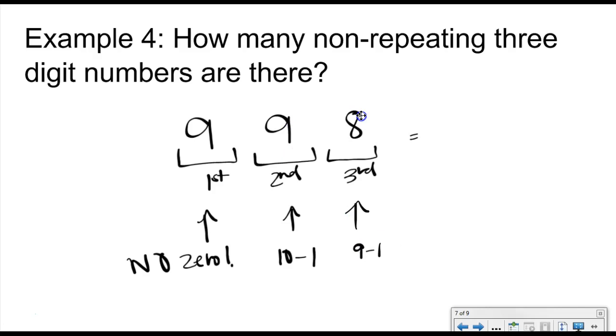So I get out my handy dandy calculator because I can't do that one in my head. 9 times 9 times 8, I get 648 ways, if I'm not allowed to repeat. So 111, 333, etc. Okay?